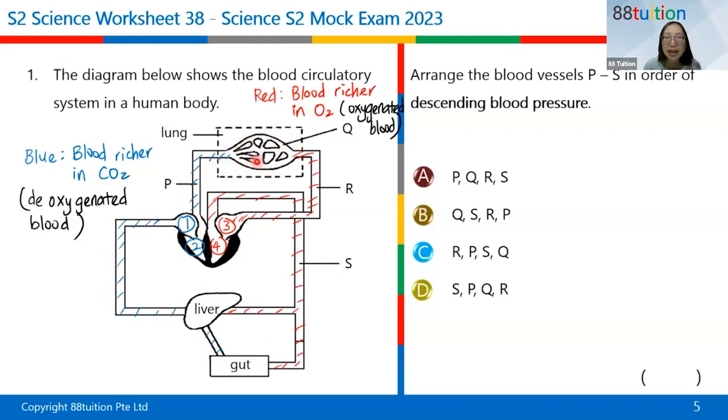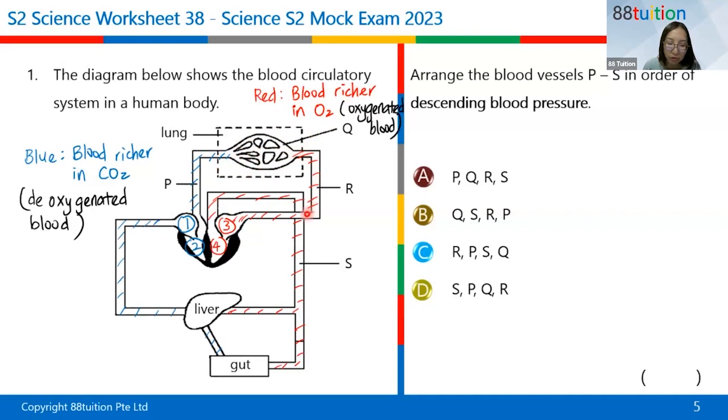Now at the lungs, there's gas exchange. All right, at the lungs is where, you know, you breathe. At the lungs is gas exchange where carbon dioxide will leave the blood and oxygen be taken into the blood. So after gas exchange, where carbon dioxide leaves and oxygen enters the blood, then there'll be a lot more oxygen. So this is the oxygenated blood, blood richer in oxygen.